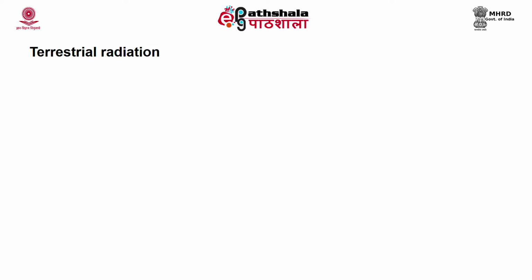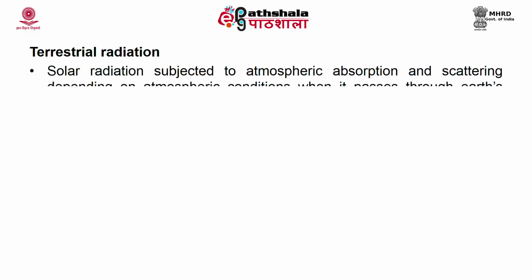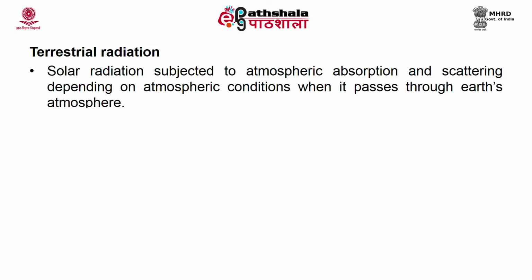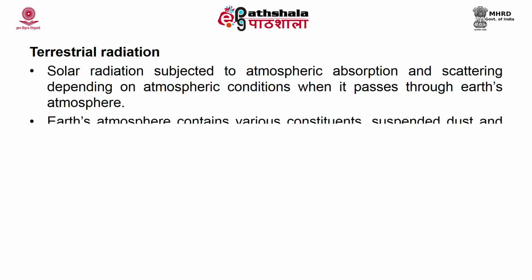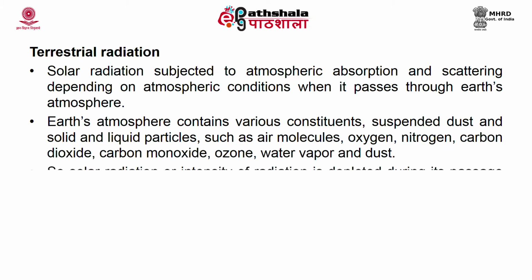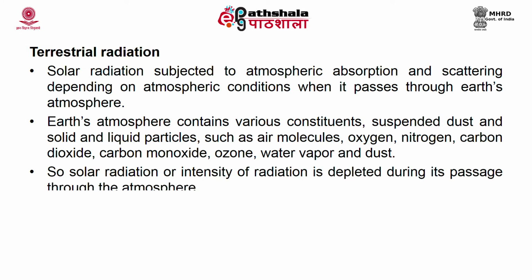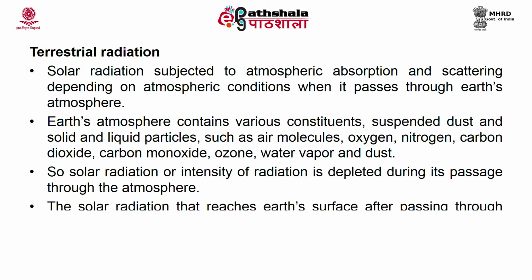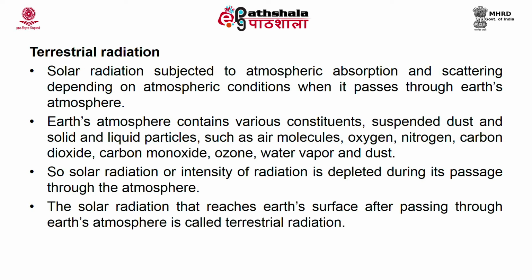Now, what is terrestrial radiation? Extraterrestrial radiation is the solar radiation reaching the earth's atmosphere. Now, when the radiation passes through the atmosphere, it is subjected to different mechanisms like absorption and scattering, depending upon the conditions present in the atmosphere. We have seen the earth budget. Here mainly absorption, scattering and reflection happen, and also some re-radiation from the earth's surface. Because of the presence of some molecules and dust particles, the complete amount of solar radiation is not reaching the earth's surface. Therefore, the intensity of radiation is reduced during its passage. The solar radiation that reaches earth's surface after passing through earth's atmosphere is called terrestrial radiation.